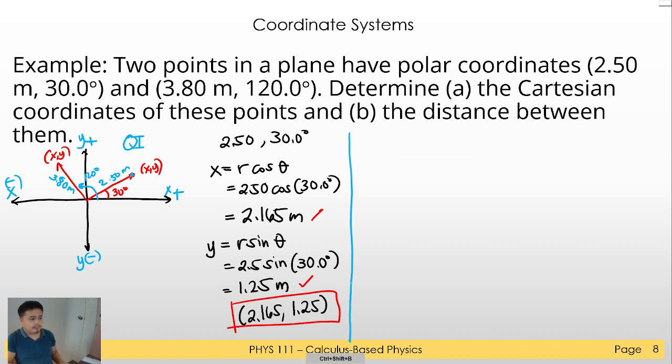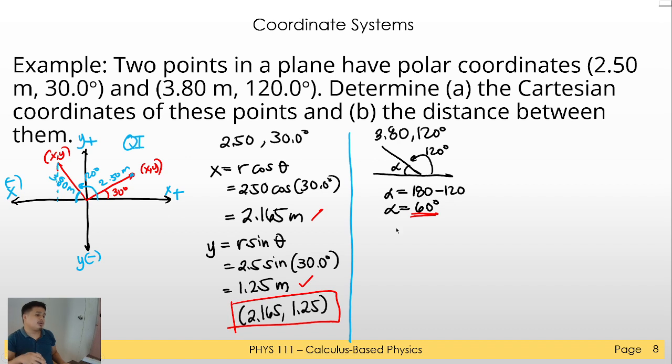For the second one, we have 3.80 and 120 degrees. So how do we solve for this problem? There is a problem here. You shouldn't use this 120 degrees directly, guys. You want to solve for this alpha here, the angle here first. Given 120 degrees, this alpha is equal to 180 minus 120, that is equal to 60 degrees. So the 60 degrees is what you will use for your computations.